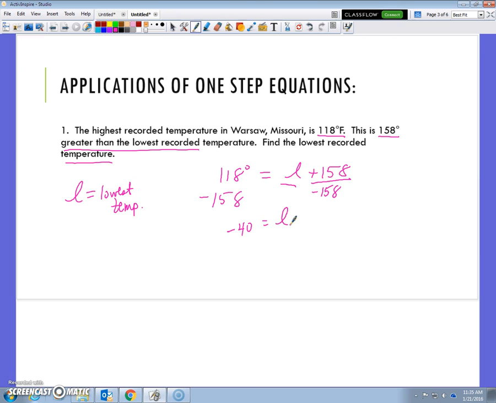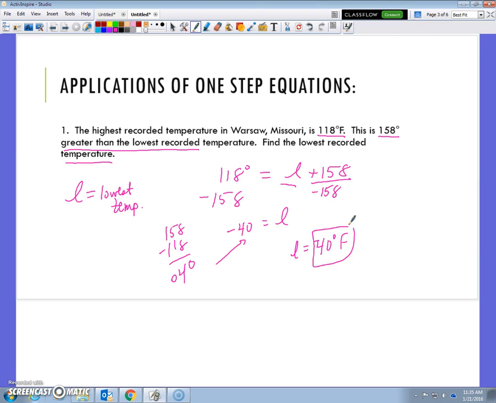Same signs add and keep, different signs subtract. 118 minus 158: 0, 4, 0, 40. Keep the sign of the bigger number, then you'll be exact. So the lowest temperature ever was negative 40 degrees Fahrenheit. All right?